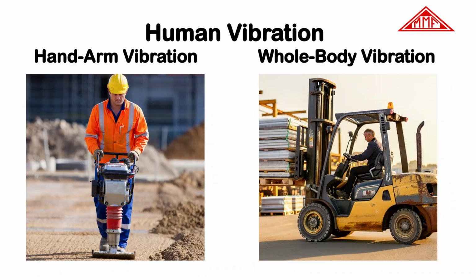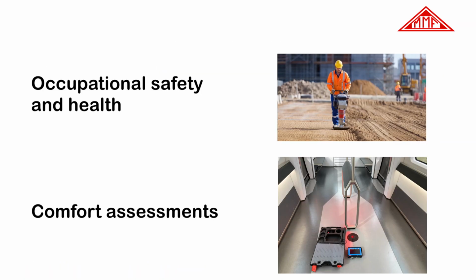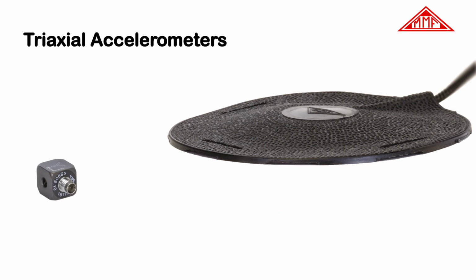Human vibration is the effect of mechanical vibrations from the environment on the human body. A distinction is made between vibrations that enter the body via the hand-arm system and whole-body vibrations that affect the body via seats, floors, or feet. Human vibration is investigated with regard to occupational safety and health. Comfort assessments may also be the focus, for example in road vehicles, railways, or ships.